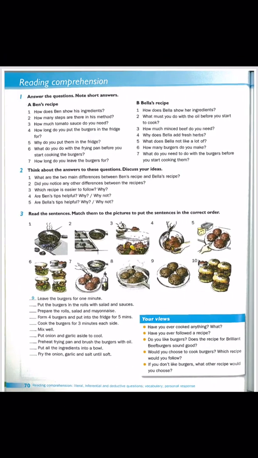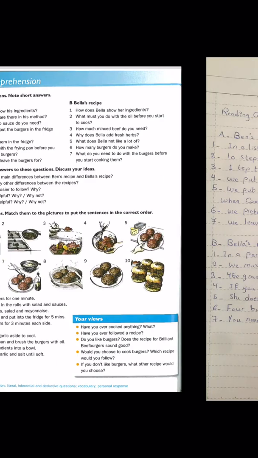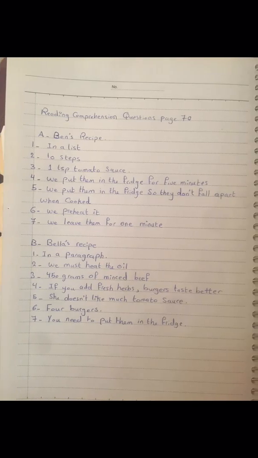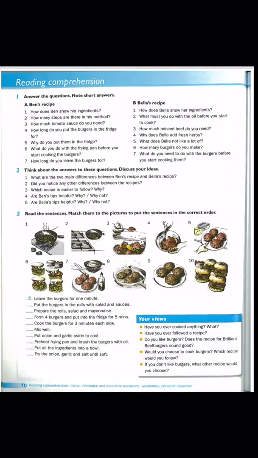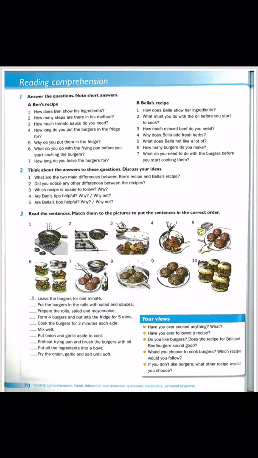طيب number 6. What do you do with the frying pan before you start cooking the burgers? What do we do with the frying pan? زي ما حكينا الفراينج pan اللي هي المقلاة. Okay, we preheat it. We heat it before we use it. Okay, we preheat it.